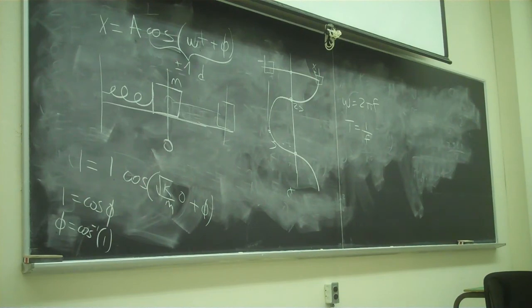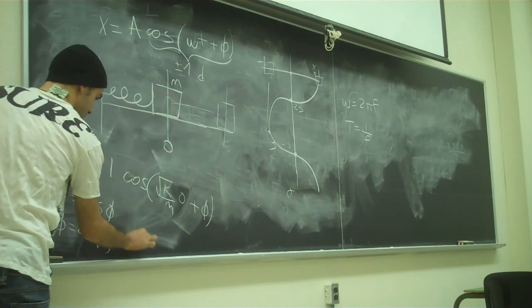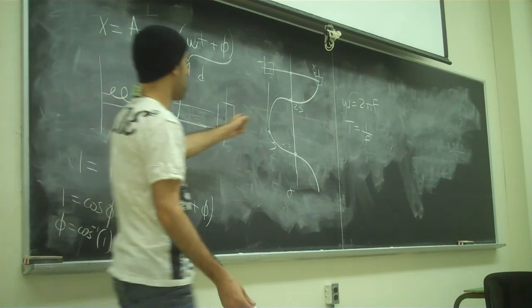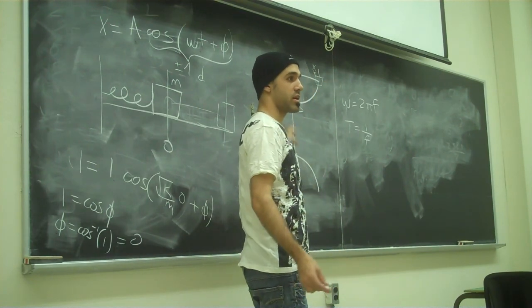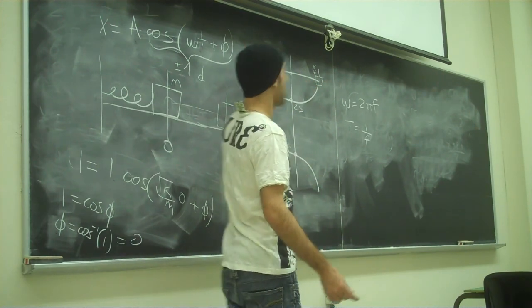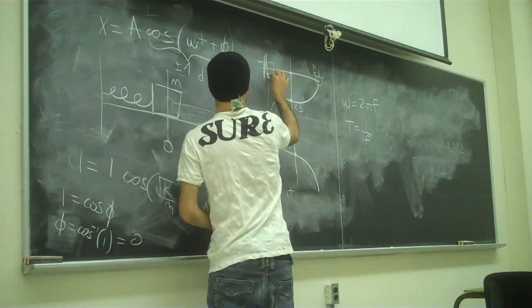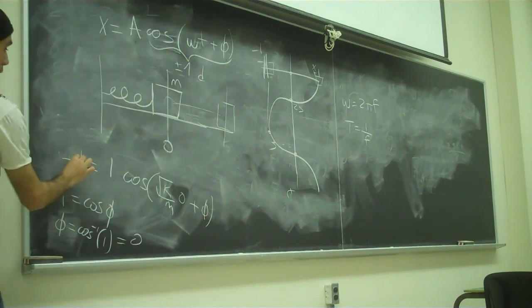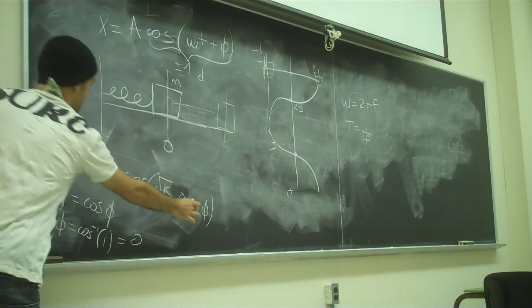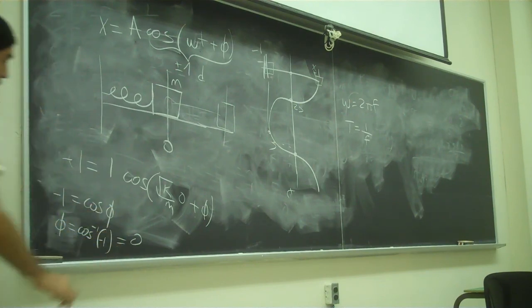What'd you get? 0. So why does that make sense? Because our box is to the right, and that's already a perfect cosine function. I don't have to add an extra amount to shift it. If my box is initially over here, it's initially at minus 1, right? So here I'm going to put minus 1, and I would have to solve for phi. I would have minus 1 equals cosine of phi, so phi would be cos inverse of minus 1. What's cos inverse of minus 1?